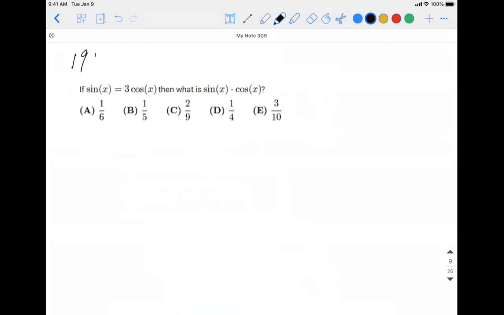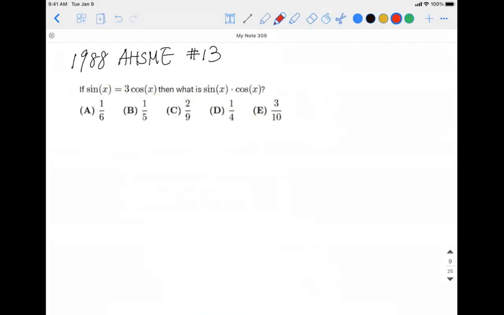This is a very old problem, 1988, American High School Math Exam. Previously our AMC was actually named American High School Math Exam. We changed the name to AMC only recently. So this is question number 13. Let's have a quick look.